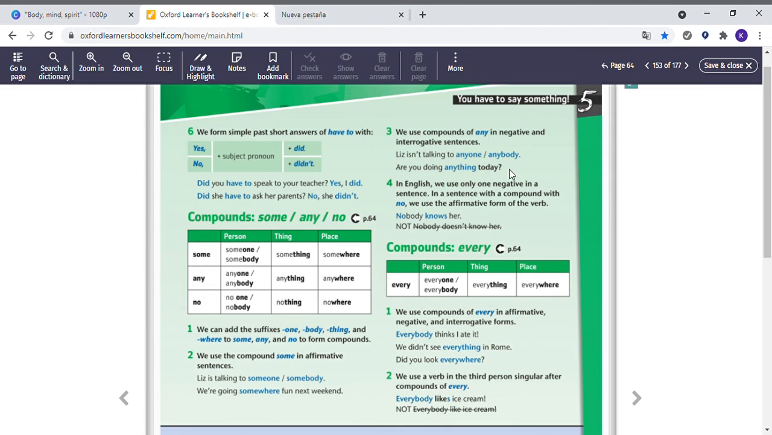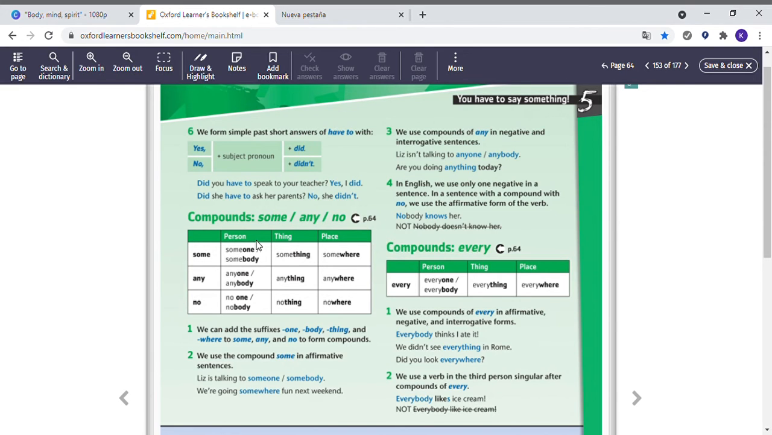We have a question here, so we're going to use any. If we are talking about a thing, right? Chicos, por ejemplo, si nosotros estamos hablando de una persona, vamos a usar some. It's going to be someone or somebody. If we are talking about a thing, it's going to be something. And place, it's going to be somewhere, right?